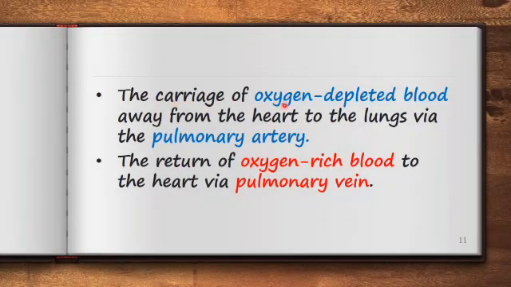The carriage of oxygen depleted blood away from the heart to the lungs via the pulmonary artery, and the return of the oxygen rich blood. Look, now I'm talking about the oxygen rich blood, so now it is in red color, to the heart via the pulmonary vein. And again, as I have cleared for you all, with the exception of all veins that carry blood toward the heart, the pulmonary artery is acting like a vein and the pulmonary vein is acting like an artery here.